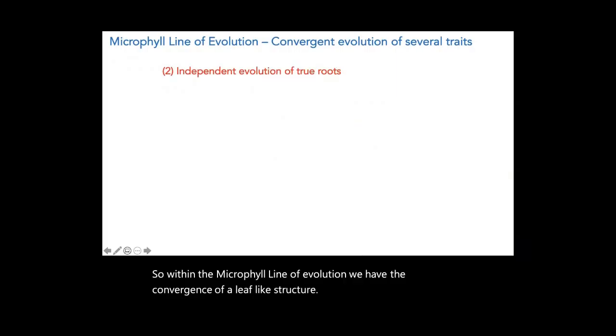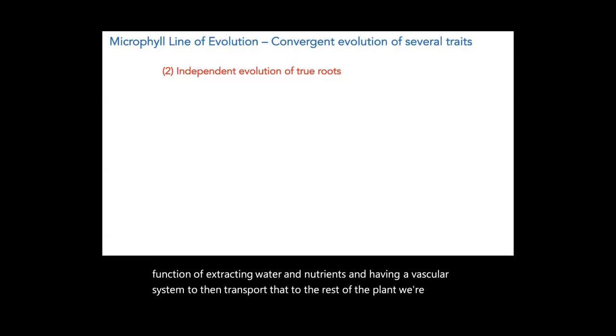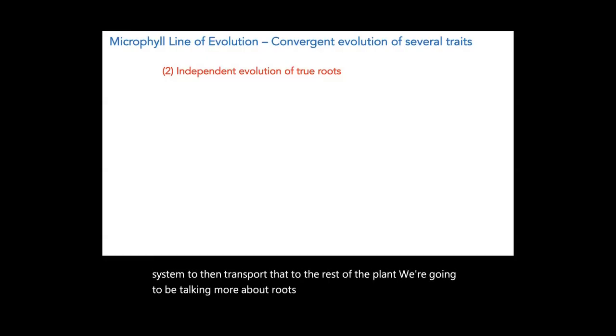Now, we also find within the microphyll evolution, the independent evolution of roots, okay? These root-like structures with the same function of extracting water and nutrients and having a vascular system to then transport that to the rest of the plant. We're going to be talking more about roots a little later. But we see within these two separate lines of evolution, this convergent evolution of several different structures, leaves, roots, okay?